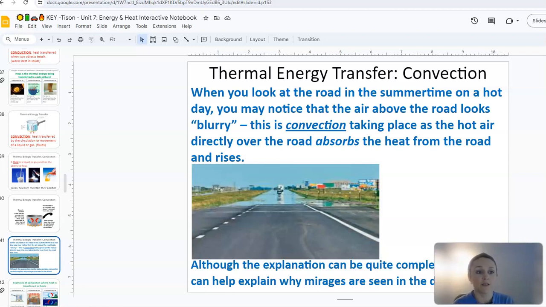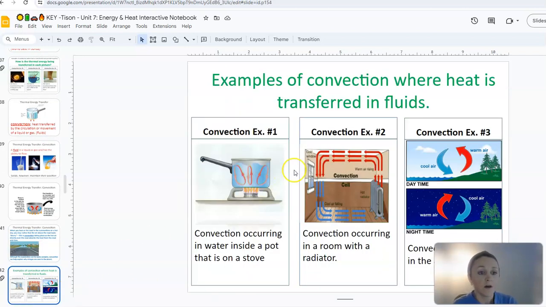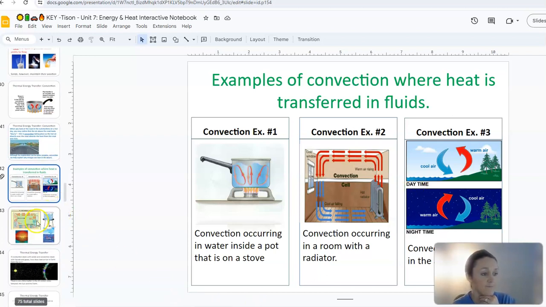This is convection because hot air on the road is directly rising and absorbing that heat from the road, and it's rising, and that circulation of gas right there at the road causes what we think of as mirage in the desert. All right, so we have three examples of convection. Like we said, a pot on a stove, liquid circulating, that's convection. We have warm air rising in a room and cool air falling and circulating, that is convection. And weather patterns, also convection. Gases circulating and transferring heat.